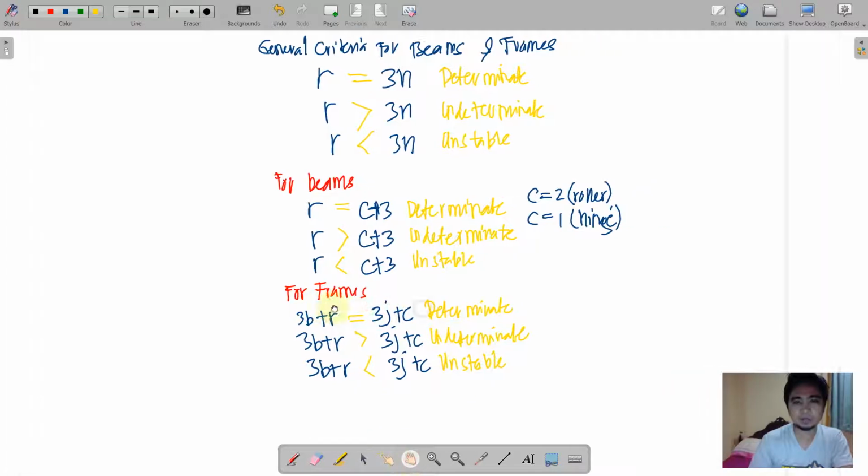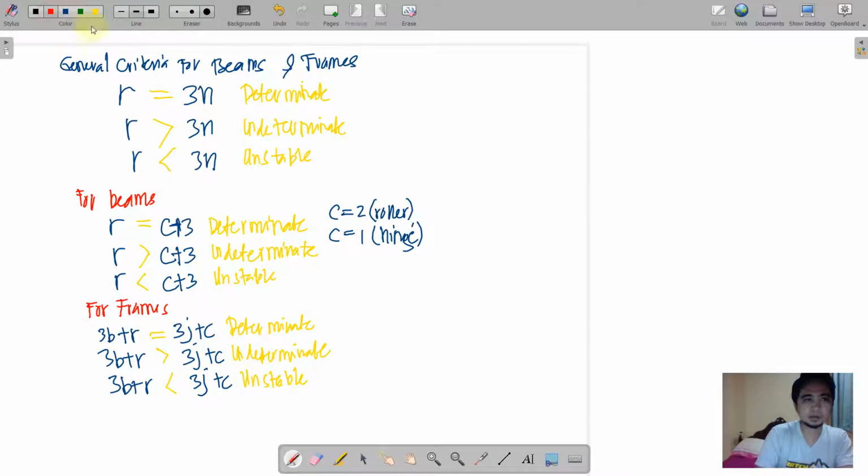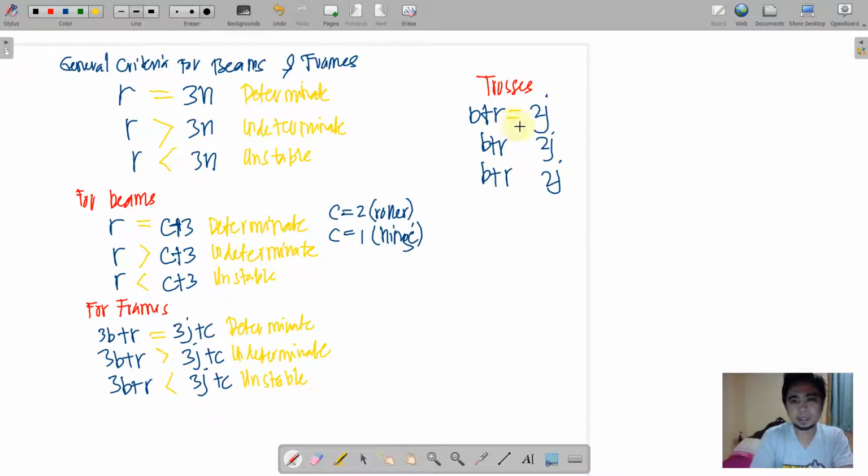So lastly, we have the criteria for trusses. The criteria for trusses is just comparing D plus R to that of 2J. So there will be three assumptions. Again, similarly, with an equal comparison, this is determinate, and if we have a greater than comparison, with the left side greater than the right side of the equation, then this will be indeterminate, and if it is less than, of course, this is unstable.